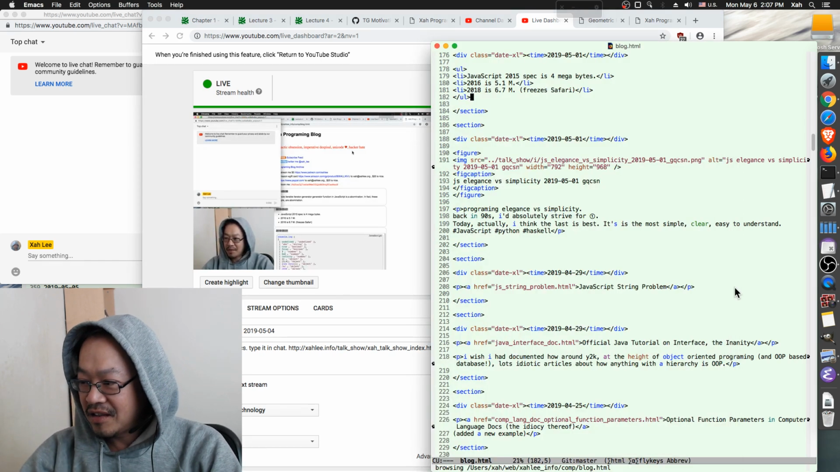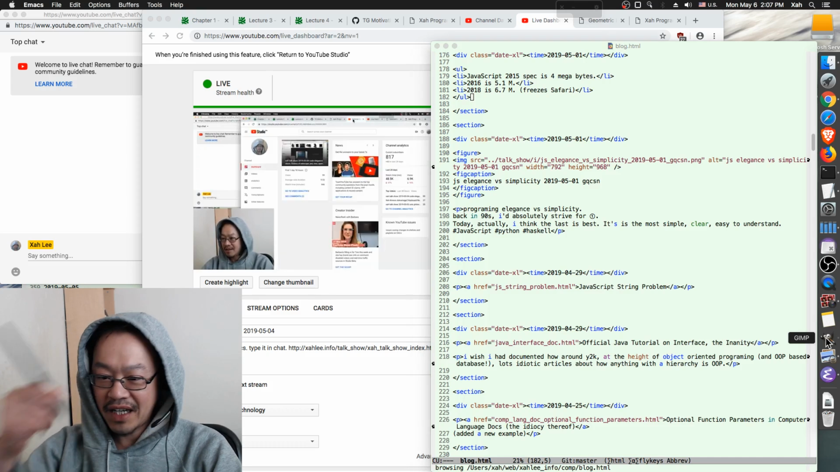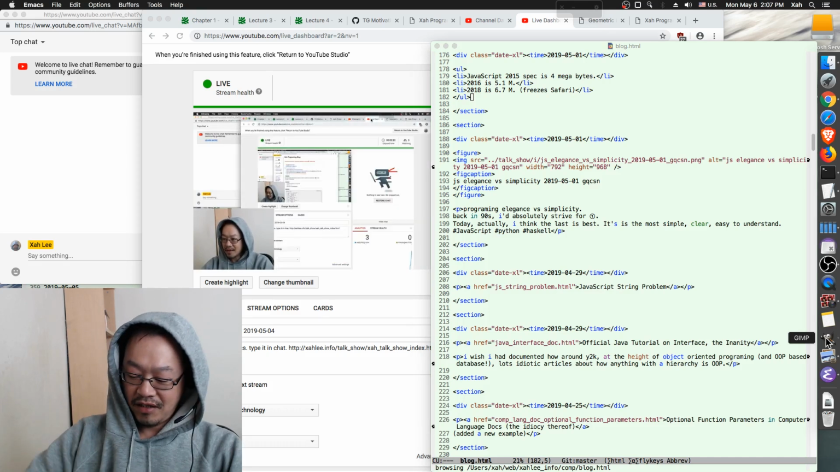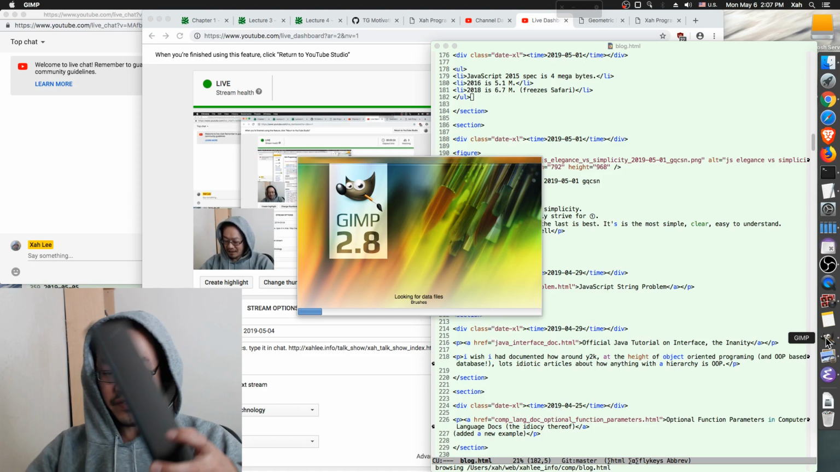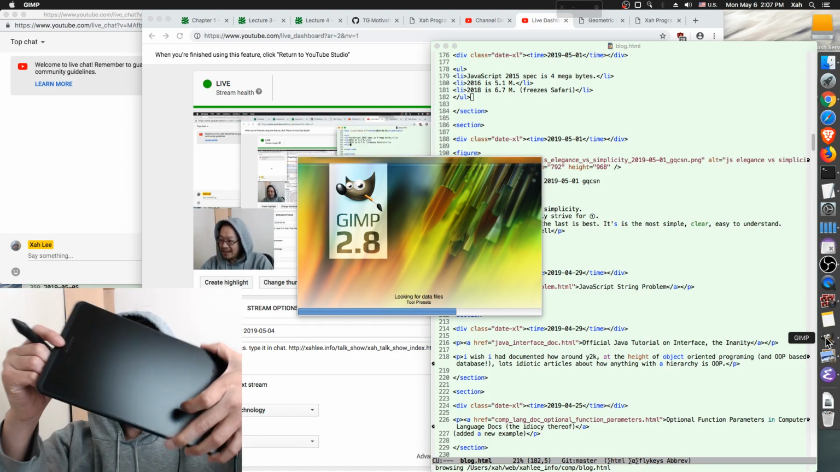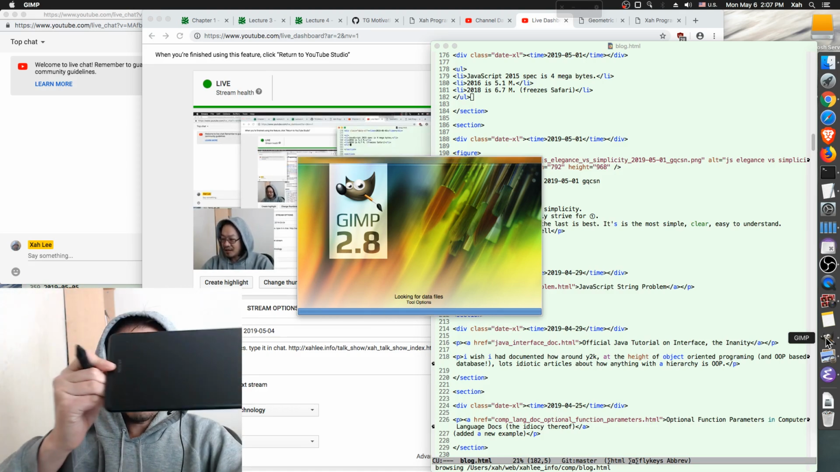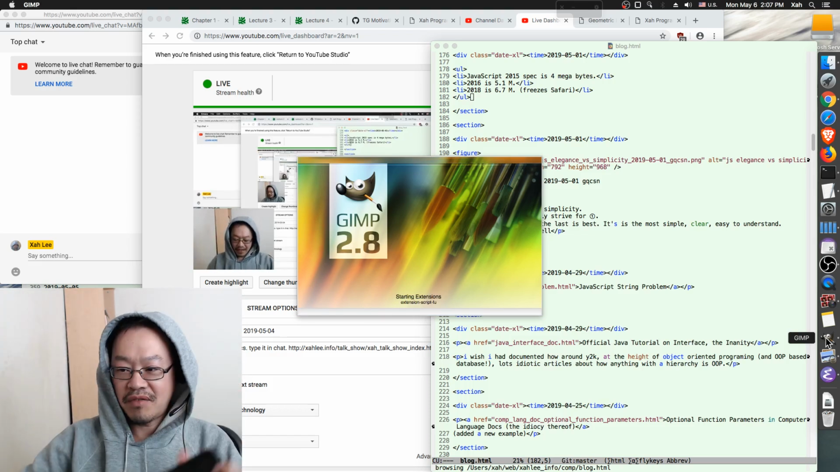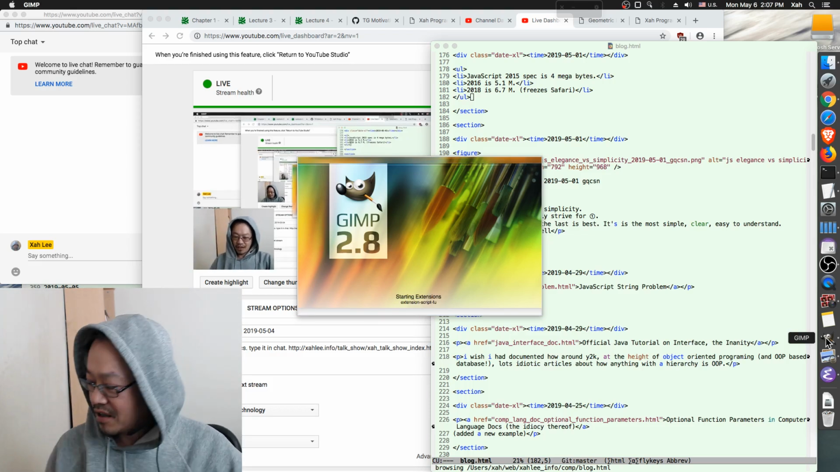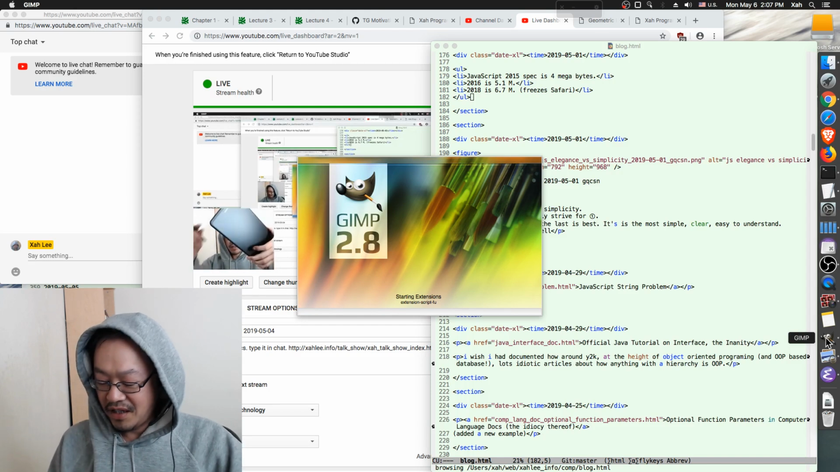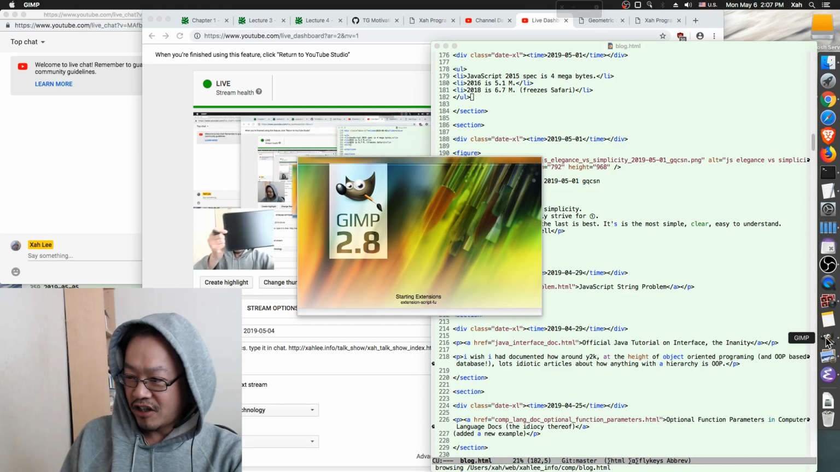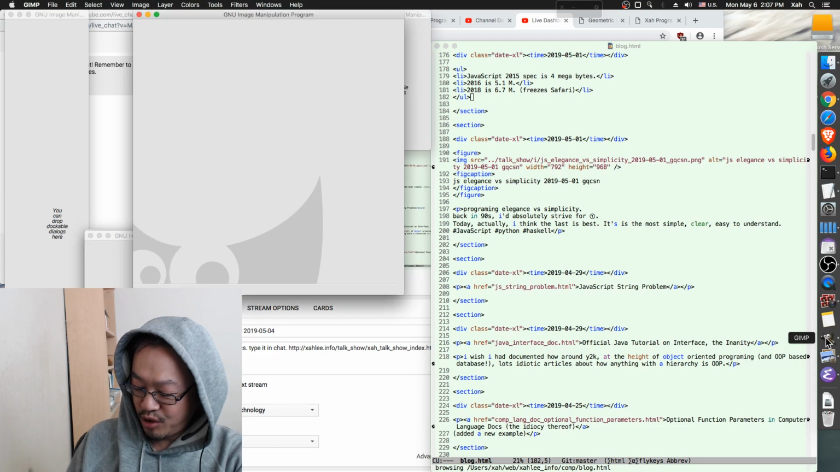And today, let's try to make use of this pen tablet I got. This is a Huion pen tablet. With this, I can write on it. Let's start GIMP and let's see if we can start to lecture on mathematics and geometry.